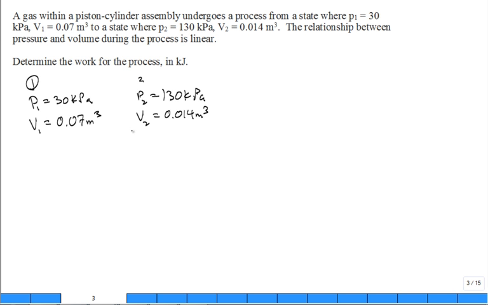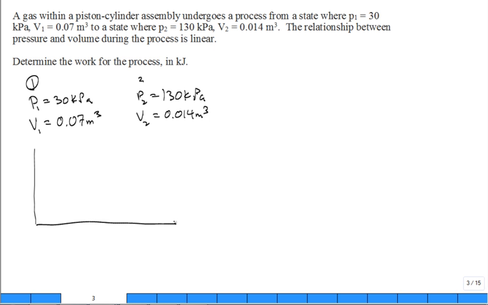Did it enlarge, or did the volume get smaller? Smaller. So this is a compression process. As the gas volume gets smaller, what did the pressure do? Went up. Makes sense, right? Makes sense. So now what we'd like to do also is plot these things.